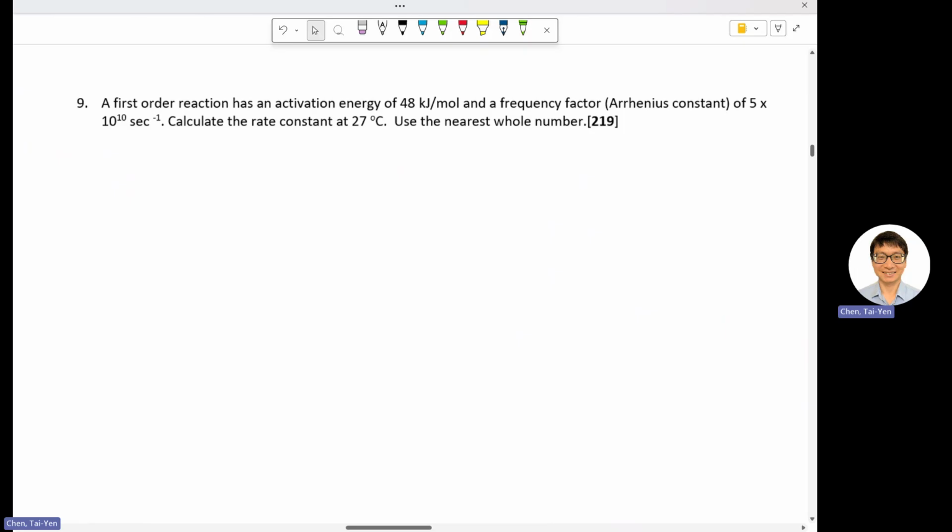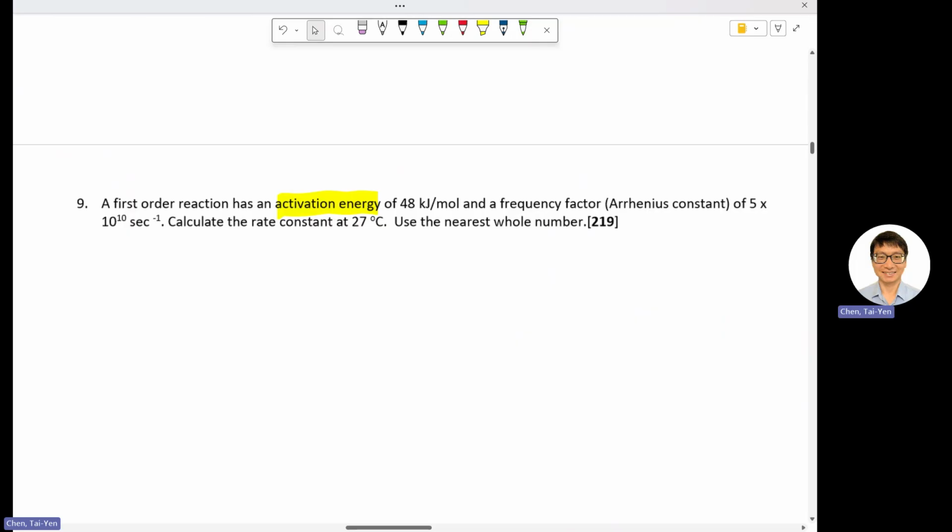Okay, so let's look at this question. It says a first order reaction has an activation energy of 48 kilojoules per mole and a frequency factor of 5 times 10 to the 10 per second. Calculate the rate constant at 27 degrees C. What's the keyword here? Activation energy. So since you see this keyword activation energy, you know there are only 2 equations you need to consider.